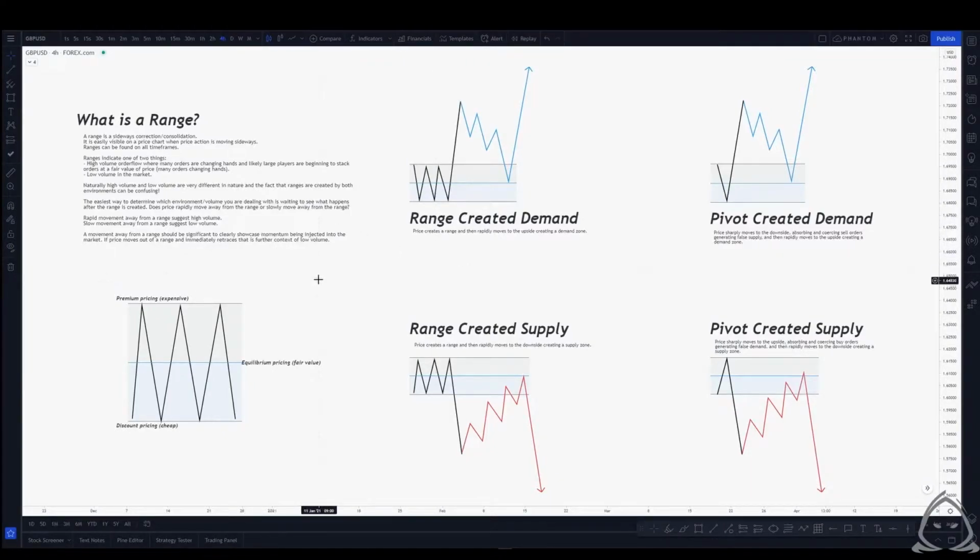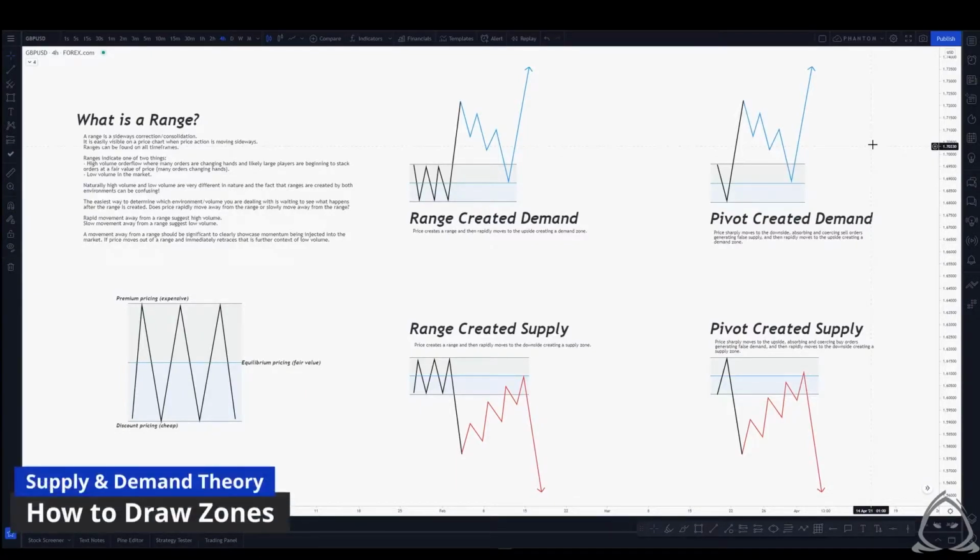We just wait for these footprints to develop, and then we wait for price to return to these areas. And we'll touch on entries, on how we can frame up high probability entries using lower time frames, things like that. But at this point in time, it's really just about understanding the different ways that supply and demand zones are created.